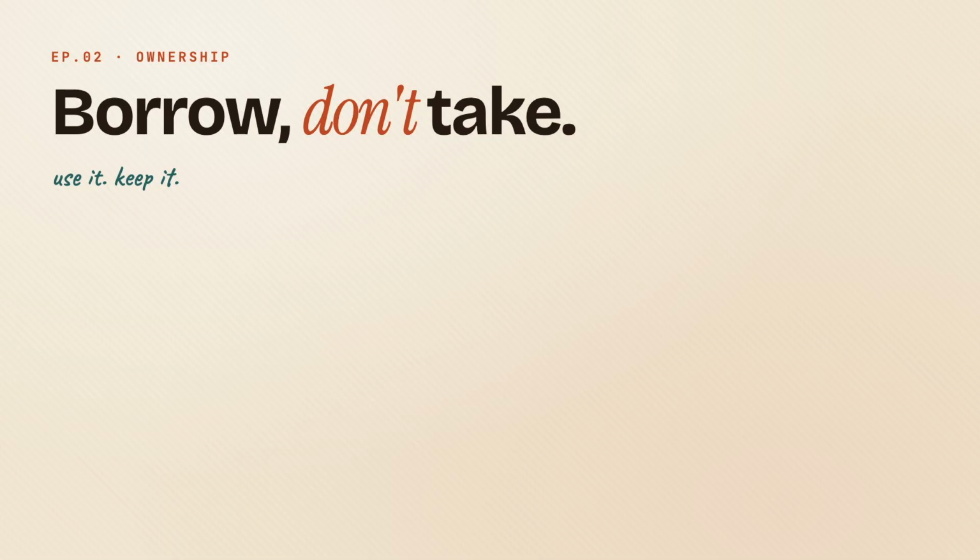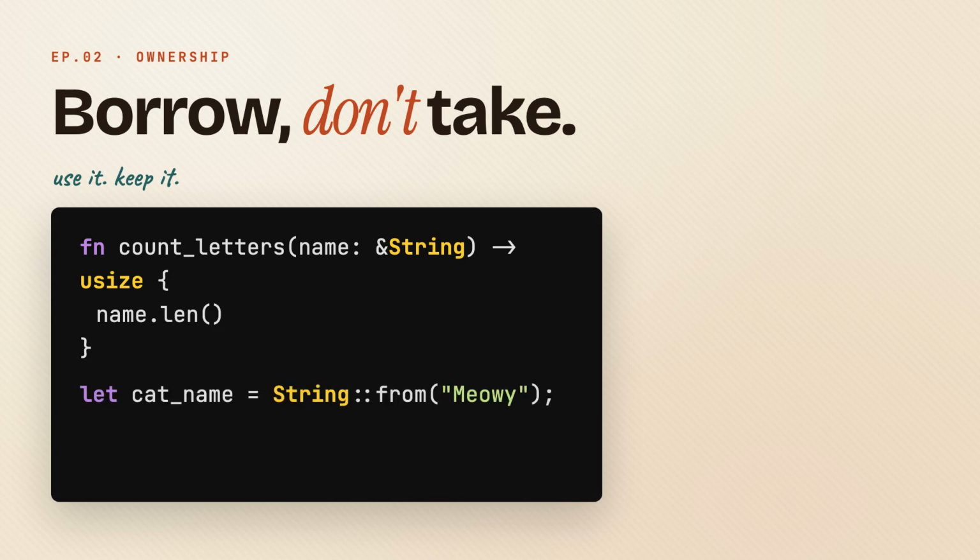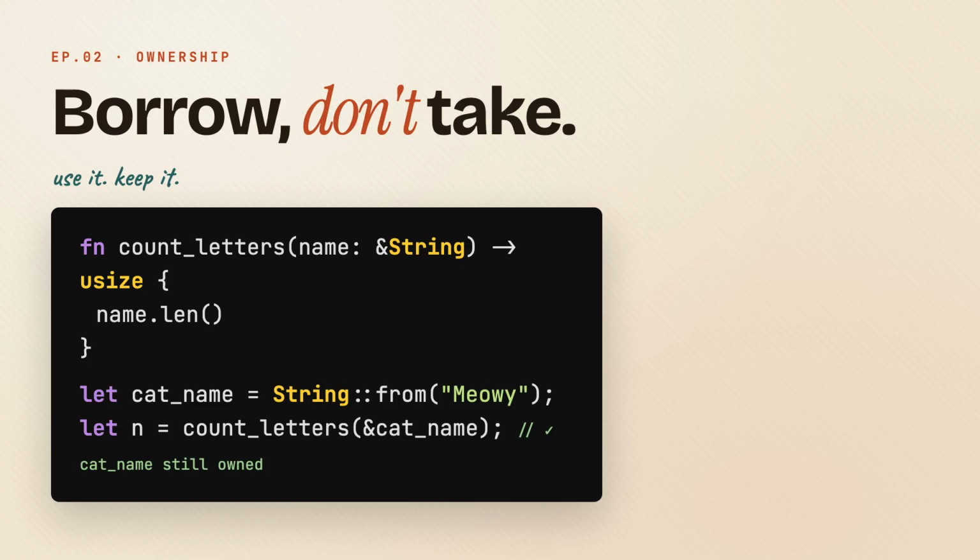Sometimes you need a function to read a value or change it, but you want to keep the ownership in the caller. Well, in that case, move might lose it and clone could be wasteful for the memory. But the solution to this is actually passing a reference. The ampersand symbol means borrow. A reference is a pointer to the data, not the data itself. The function reads through it. The caller still owns the value the whole time.